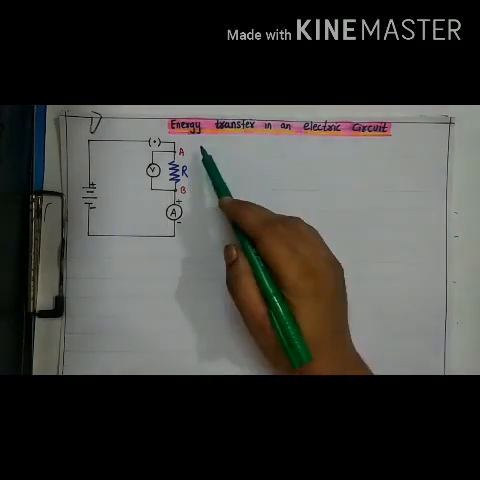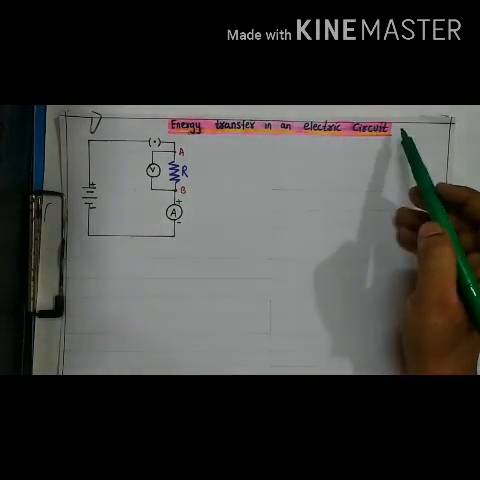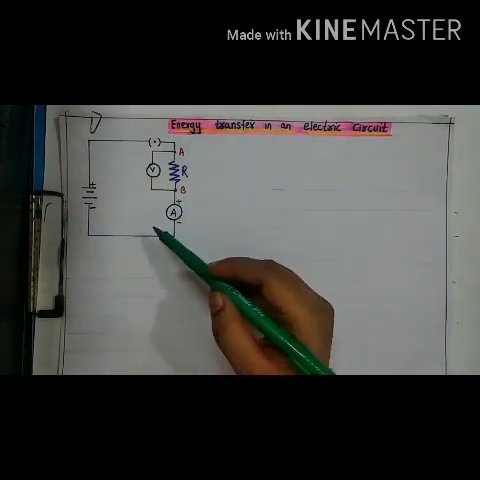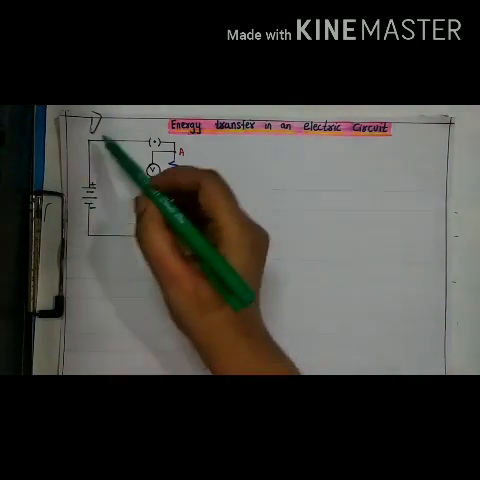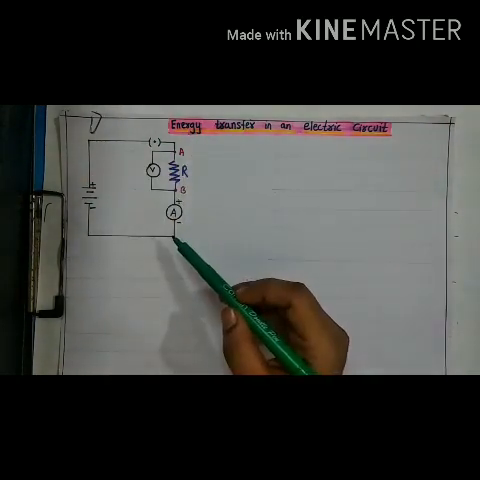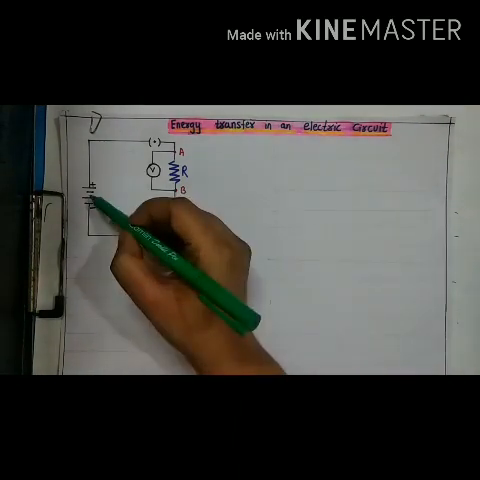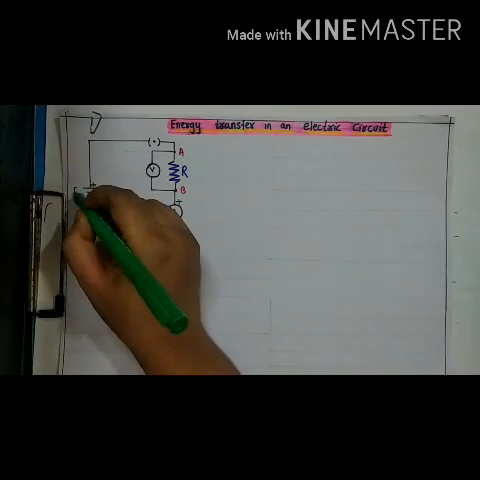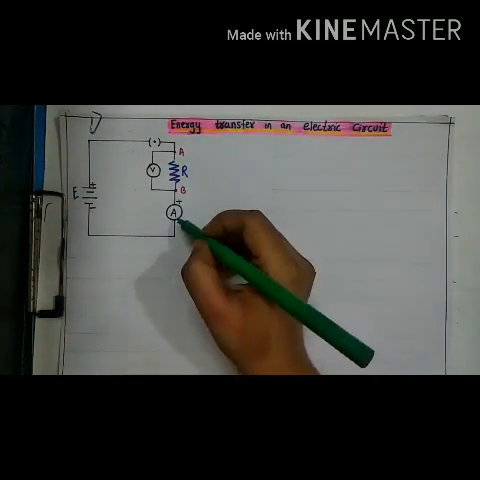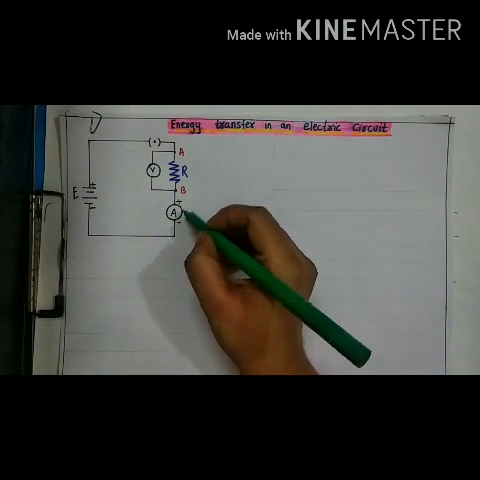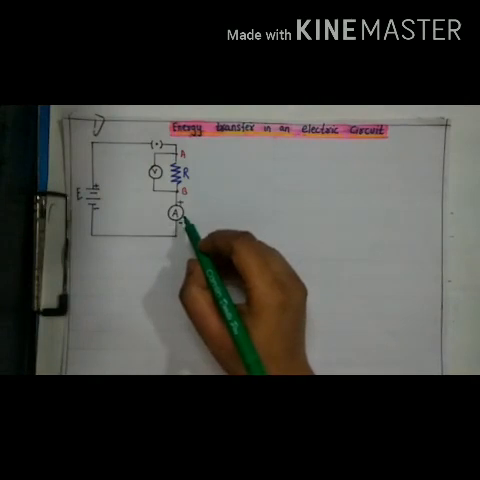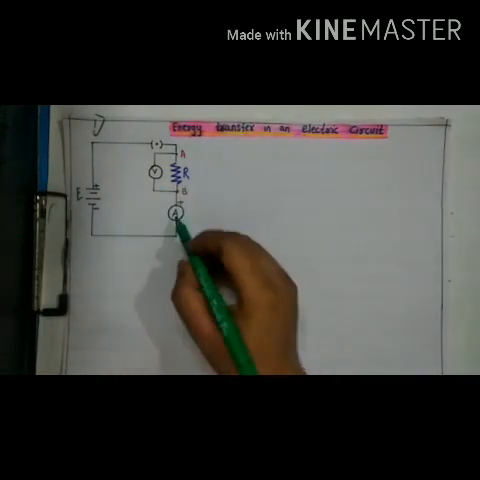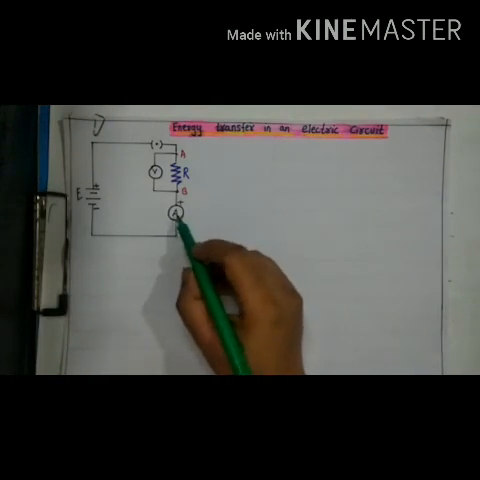Our next topic is energy transfer in an electric circuit. As you can see, this is an electric circuit. The black line indicates all the wires which are used in the circuit. This is the battery. The symbol for the battery is E. This is the ammeter. The ammeter is used to measure the current flowing in the circuit. To measure how much current is flowing in the circuit, we use an ammeter, and the symbol for the ammeter is A.